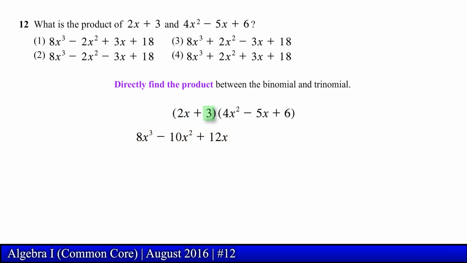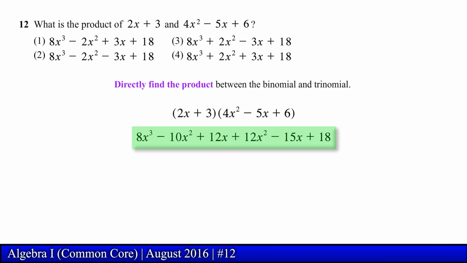Next, we do the same with the second term of the binomial, in this case 3, and distribute it to each of the terms of the trinomial. Doing that, we obtain 12x squared minus 15x plus 18.